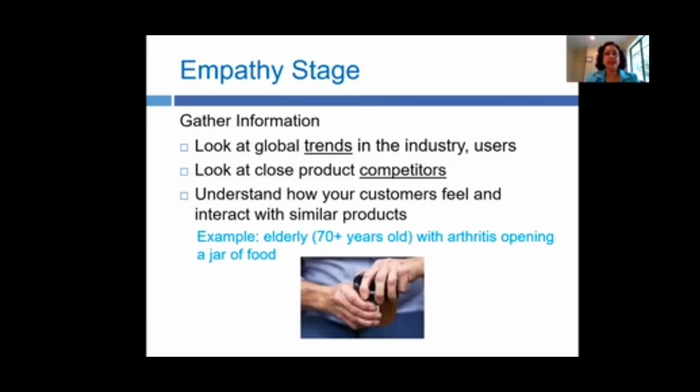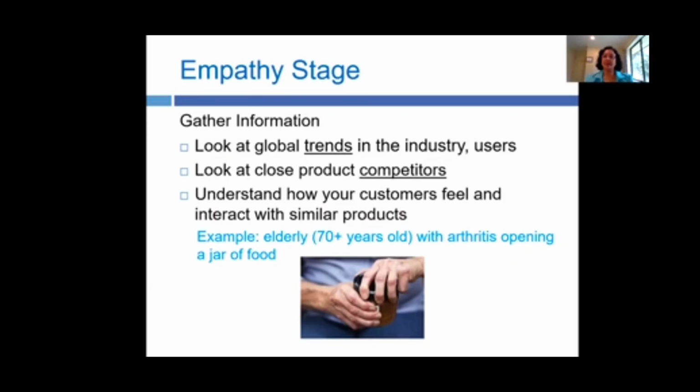So in the empathy stage, you also can collect global trends in the industry, in that product category, or you might even observe user trends. What are people doing? Are they eating out more often? Are they becoming more environmentally conscious? All of those trends can impact certain products. And also you need to look at close product competitors. So I will go through that as well as a method. And you're understanding how they're interacting with products.